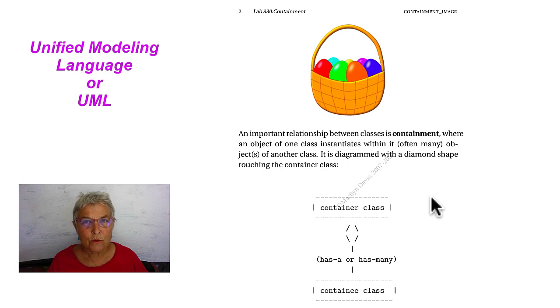In that diagramming language, there are two pieces that I think are worth knowing. One is the container class, and the containee class are connected in your diagram with a diamond touching the container class and then a straight line to the containee class. In the diagram, you read this as the container class has a containee class. But really, it's the object of the container class has a, or has many, objects of the containee class.